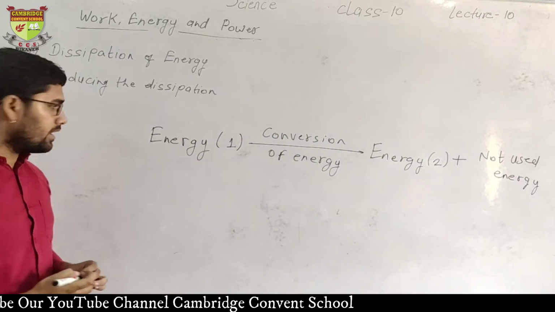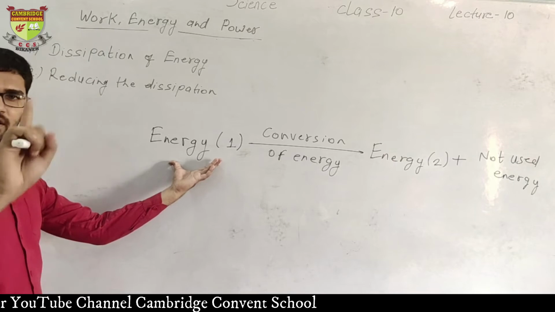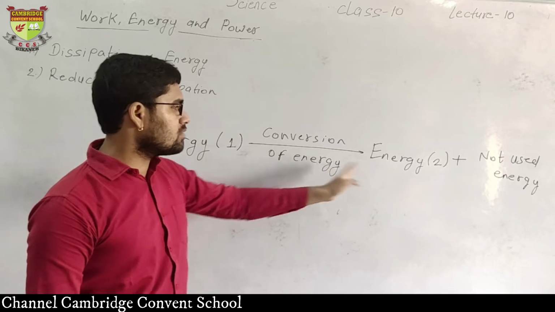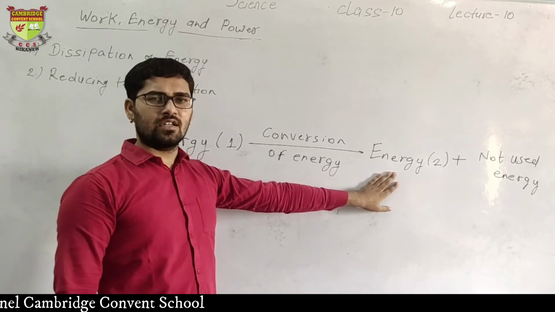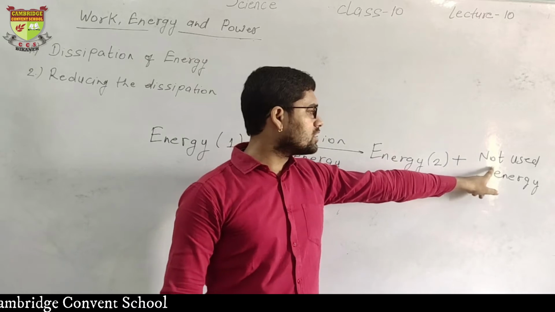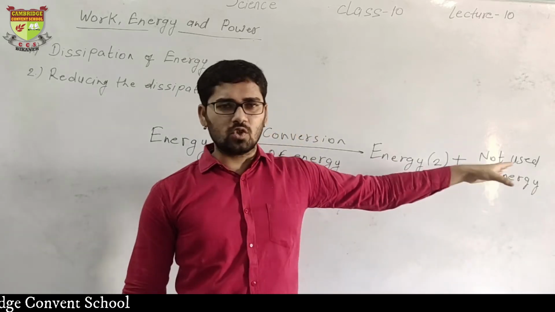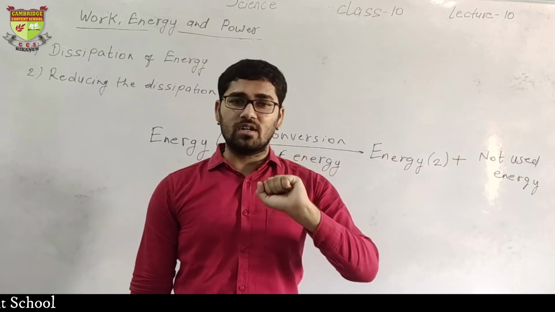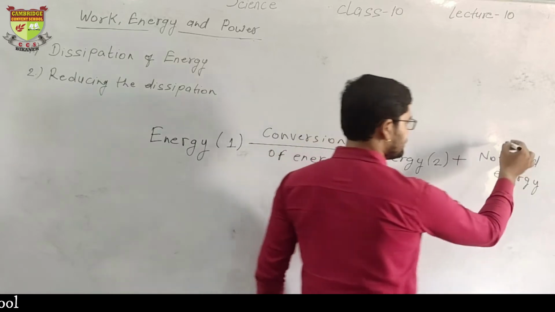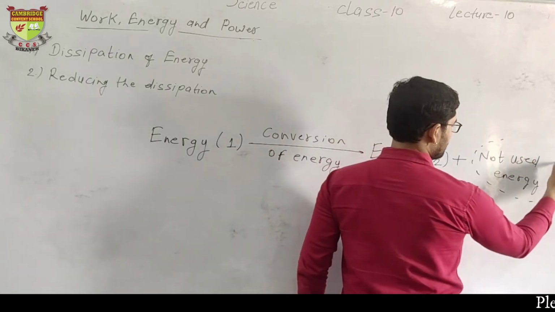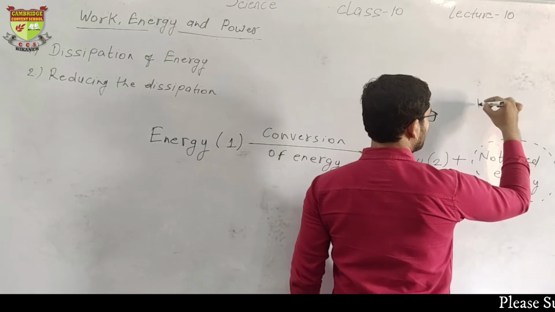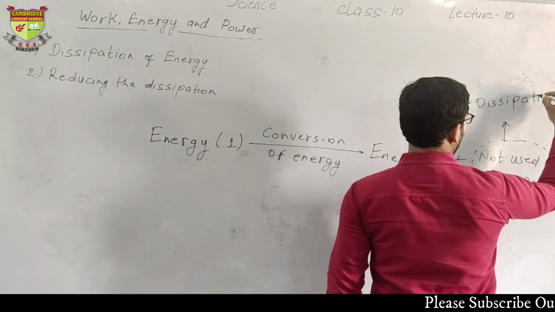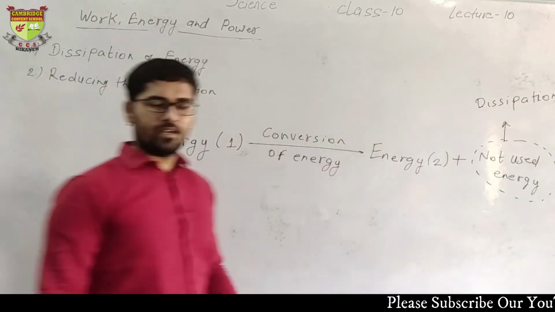What does this equation say? It says that we had a certain one type of energy. We did some conversion process, and after the conversion, we got another type of energy. But with it, we also got some amount of energy which was not used. What is this? In simple words, this can be said to be the dissipation of energy. Let me explain it to you.